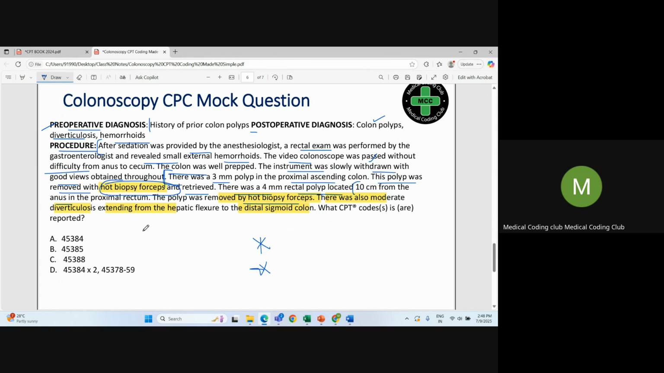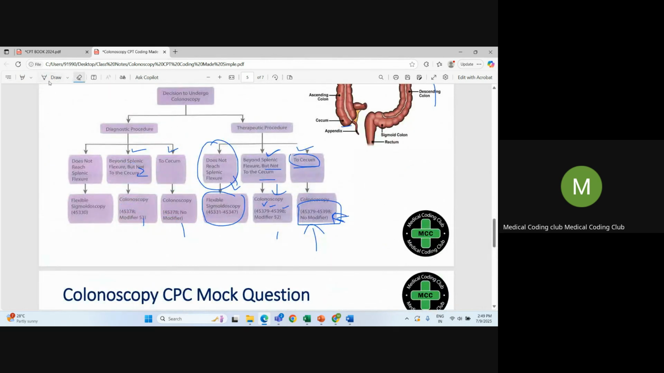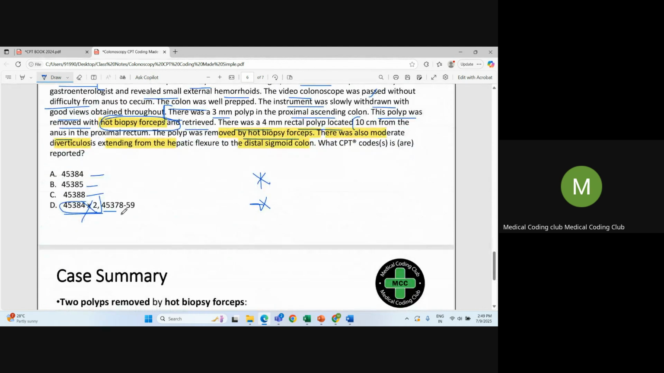Easy. Okay, so let's see the codes: 45384, 85, 88, and 84 with units 2. Units 2, you can eliminate this option just by seeing it. And 45378 with modifier 59. What is 45378 for? 45378 is for diagnostic colonoscopy. You don't have to code it separately. Eliminate option D.